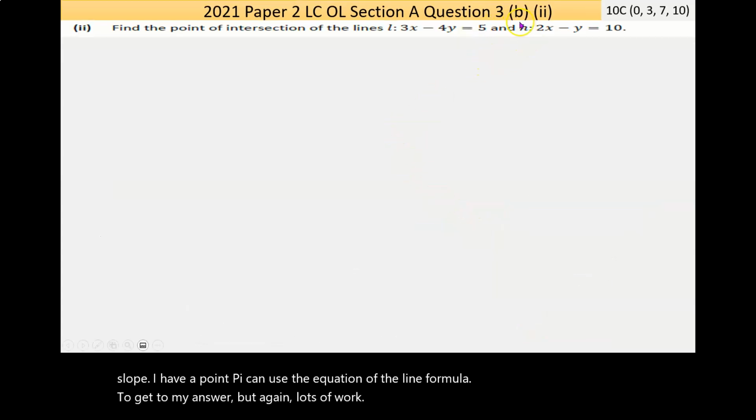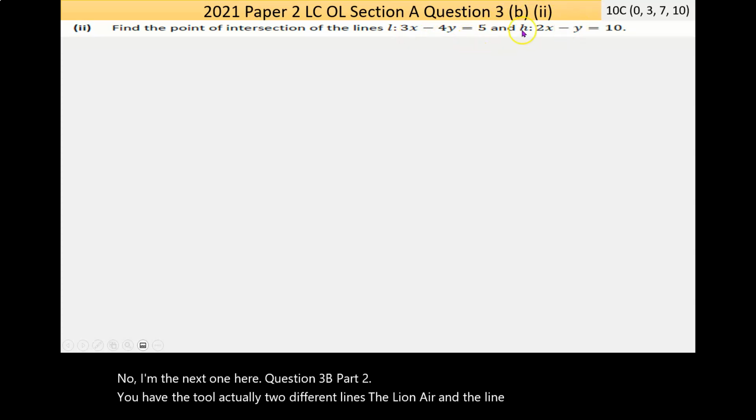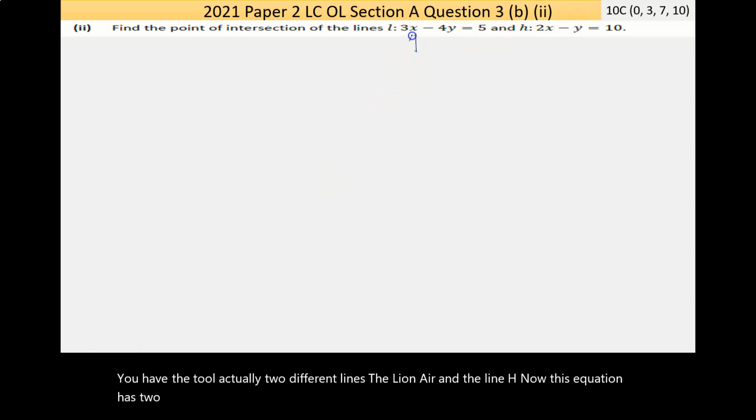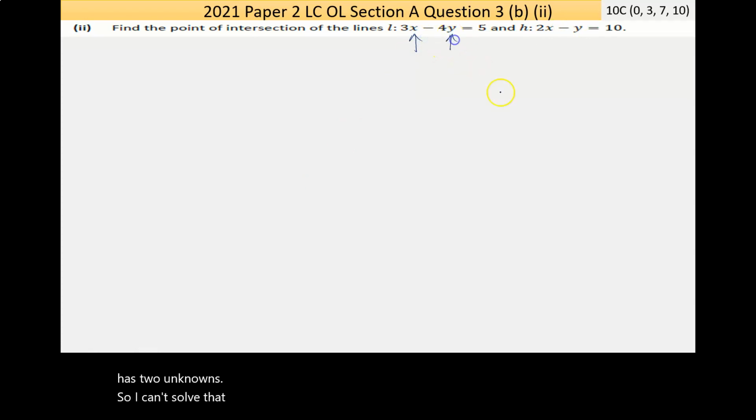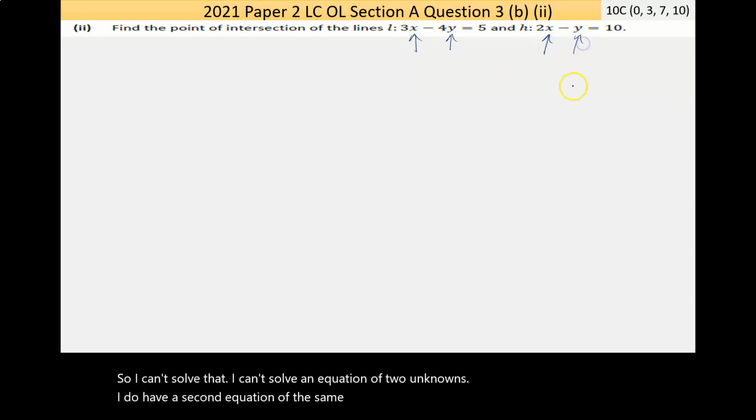Now, the next one here, question 3b, part 2. You have the two different lines, the line L and the line H. Now, this equation has two unknowns. So I can't solve that. I can't solve an equation of two unknowns. But I do have a second equation of the same two unknowns.